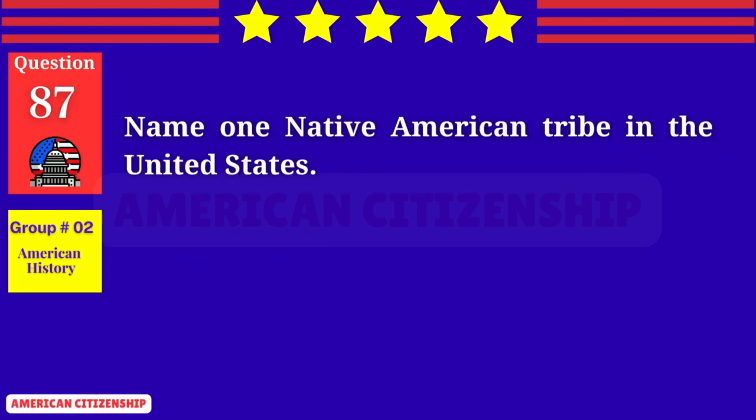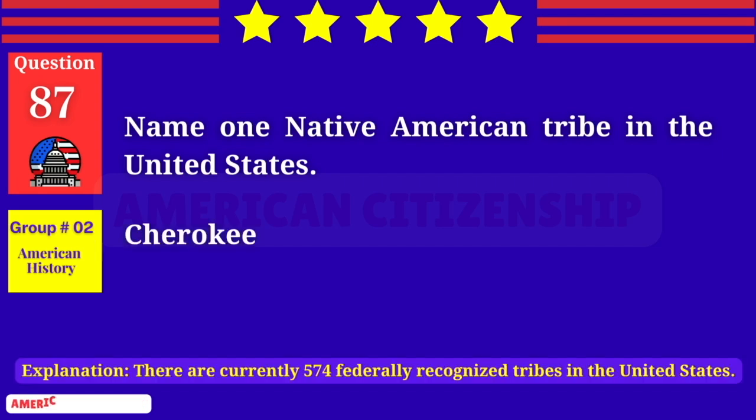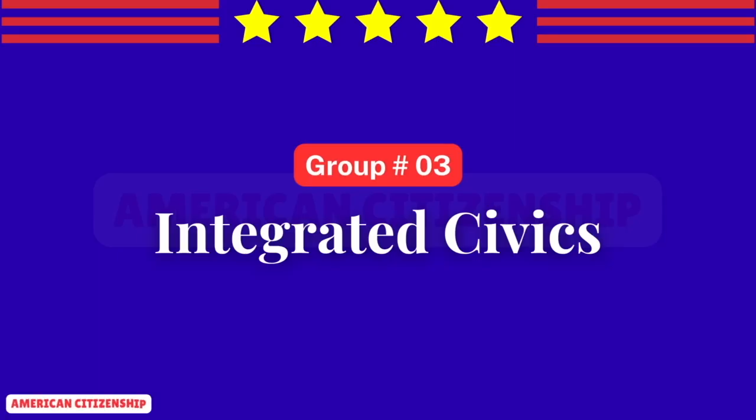Name one Native American tribe in the United States. Cherokee. Group 3. Integrated Civics.